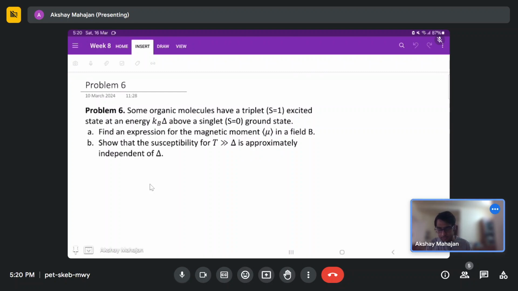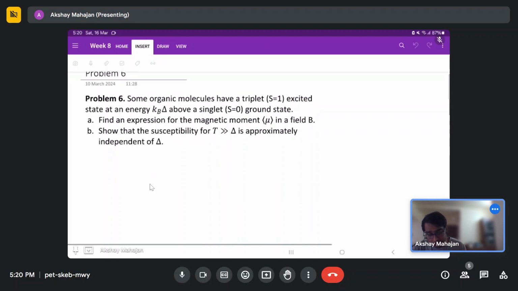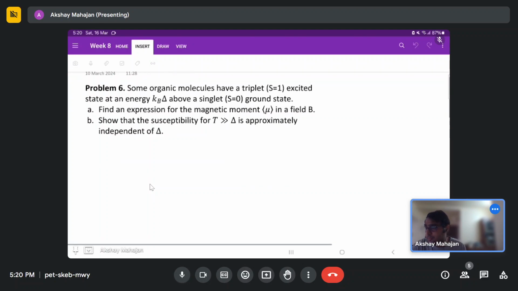Okay, let's continue. So this is our problem number 6. In problem number 6, what we have is some organic molecules. They have a triplet S equals 1 excited state at an energy Kb delta above a singlet S equals 0 ground state. Okay. So we have to find an expression for the average magnetic moment mu in a field B, and we have to show that the susceptibility for T much greater than delta is approximately independent of this delta value. Alright.